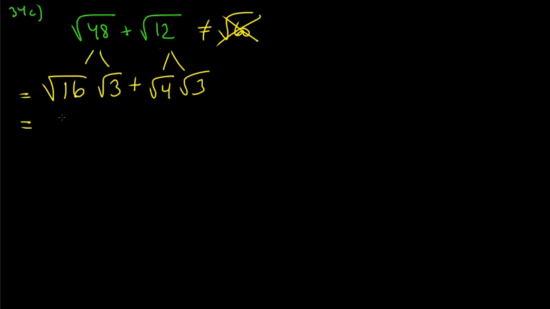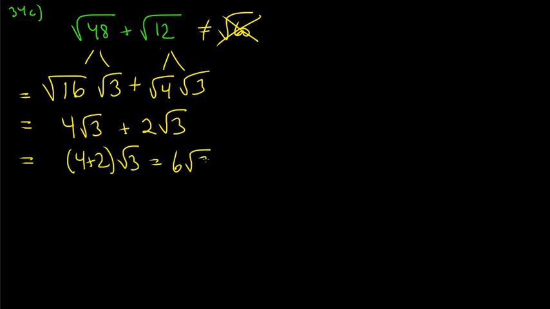Right? So the square root of 16 is 4. We have 4 square root of 3. And then the square root of 4 is 2. So we have 2 square root of 3. These are like radicals, right? They both are multiples of the square root of 3. So 4 of those plus 2 of those is, well, 6 of them, right? So 6 square root of 3.